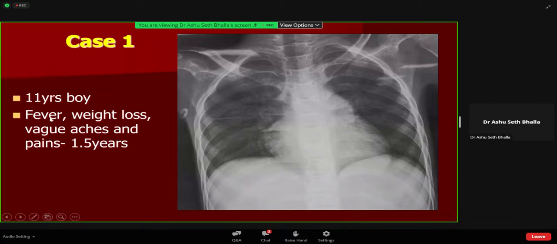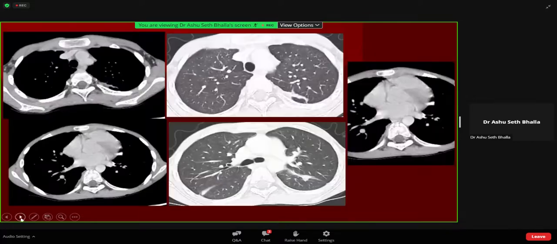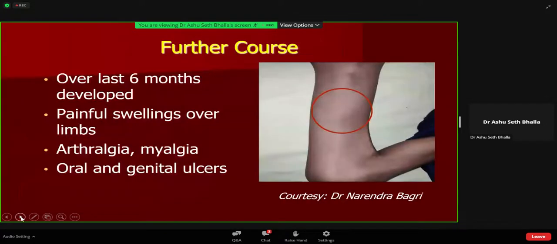An 11-year-old child comes with fever, weight loss, and vague aches and pains for 1.5 years. Maybe some fissural thickening here, and apart from that, you can't make out much on the chest radiograph. Similarly, when you look at the CT, what do you get? Fissural thickening. This fissure is thickened, this fissure is thickened, with some subpleural band and pleural thickening, which almost looks like atelectasis. But this atelectasis or fissural thickening is also characteristic of a form of vasculitis. It's a lesser known presentation, but it's a form of vasculitis.